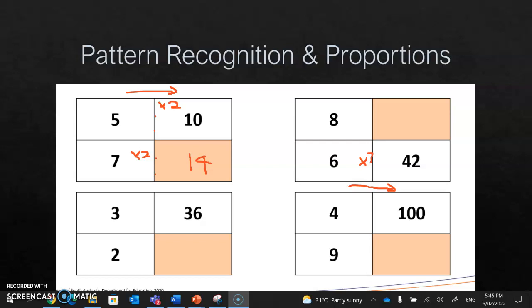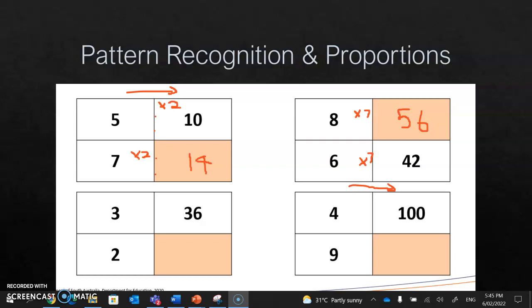What we're going to do is times 8 by 7 to work out what this space is going to be. So 8 times 7 is, I'm going to give you a moment to guess, 56. Okay. So hopefully you guys can see the pattern that we're doing here.